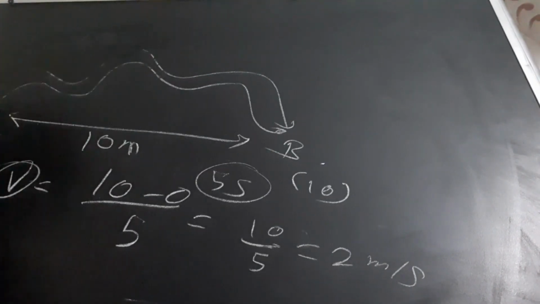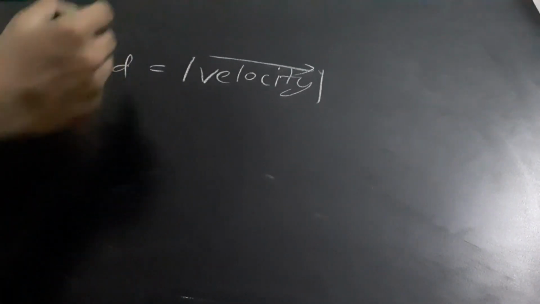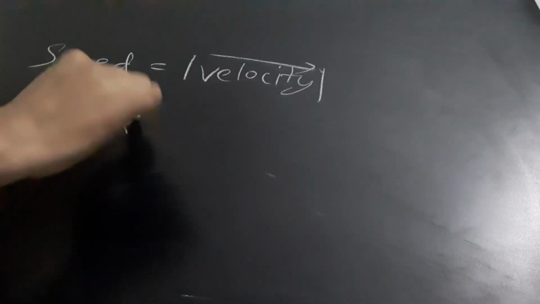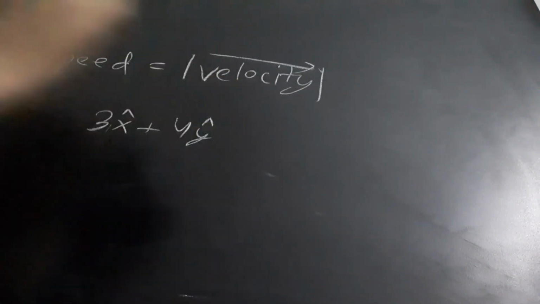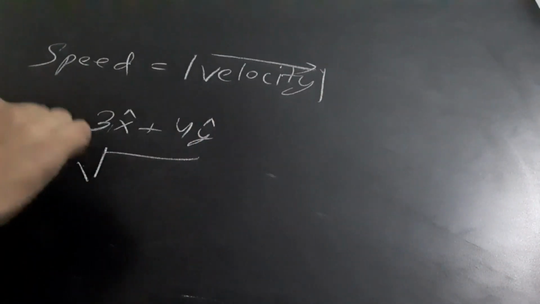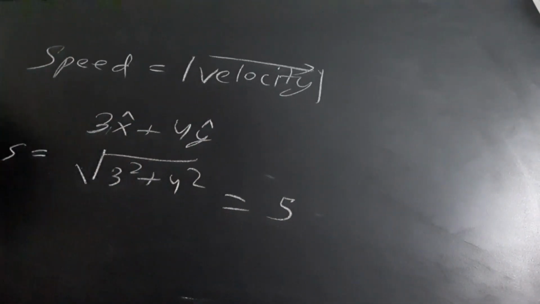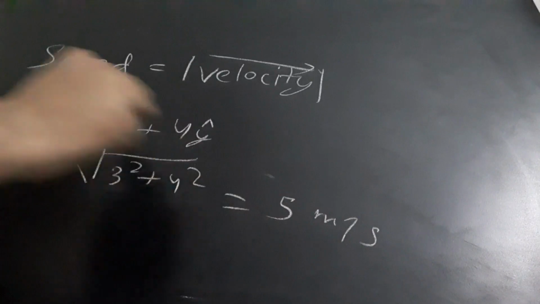Now, a very interesting thing is that the speed is the same as the modulus of velocity. The speed is the modulus of the velocity vector. So say that my velocity vector is 3x plus 4y, then my speed would be the modulus of this quantity, which is square root of 3 squared plus 4 squared, which is just 5 meters per second.